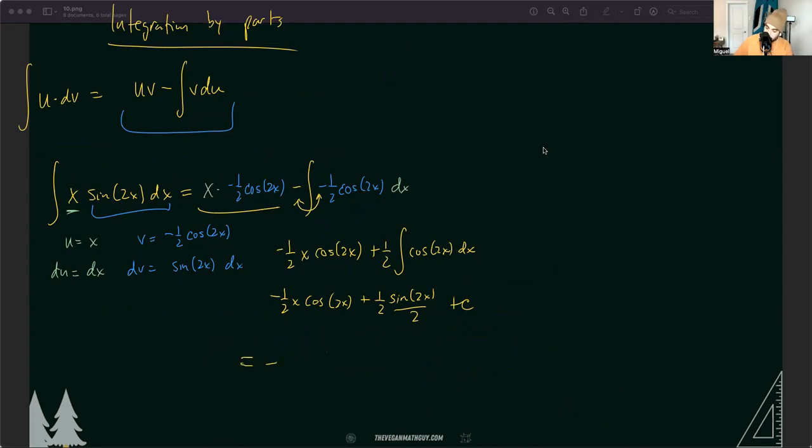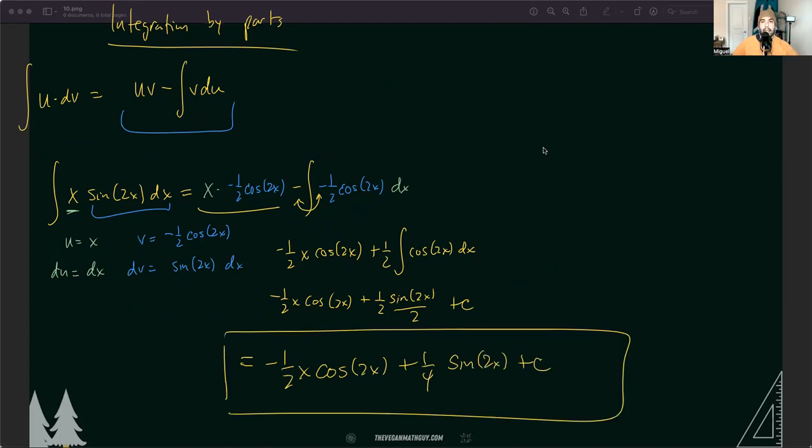Okay, so now this is going to become negative 1/2 x cosine of 2x plus 1/4 sine of 2x plus c. And now we have our integral. A little more complicated than U-substitution, a lot more complicated than power rule, but that's the only way that we can solve this type of problem. That is integration by parts.